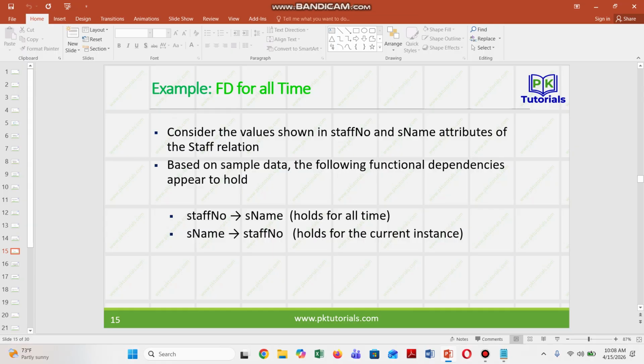Staff number determining staff name holds for all time. Staff name determining staff number holds for the current instance. By current instance, we mean this will be true when, for example in an organization, each person has a unique name. So for each staff name you have only one number, because if there are multiple people with the same name, they can have multiple instances.